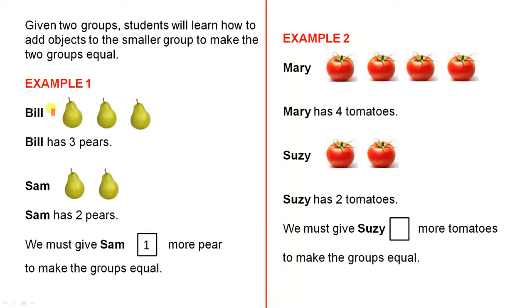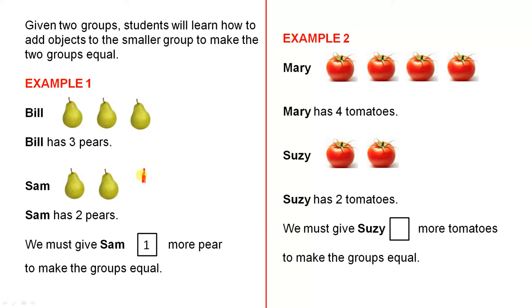Example 1. Here we have Bill. 1, 2, 3. Bill has 3 pairs. Here we have Sam. 1, 2. Sam has 2 pairs. We must give Sam one more pair to make the groups equal.